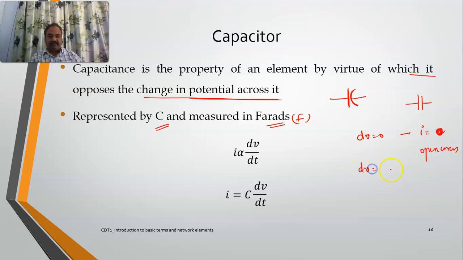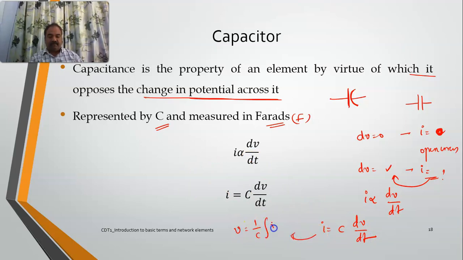When dV is present, automatically I will be present. And this I is proportional to dV by dt. If I remove the proportionality constant, you can write I is equal to C dV by dt. This is the relation between V and I in capacitors.